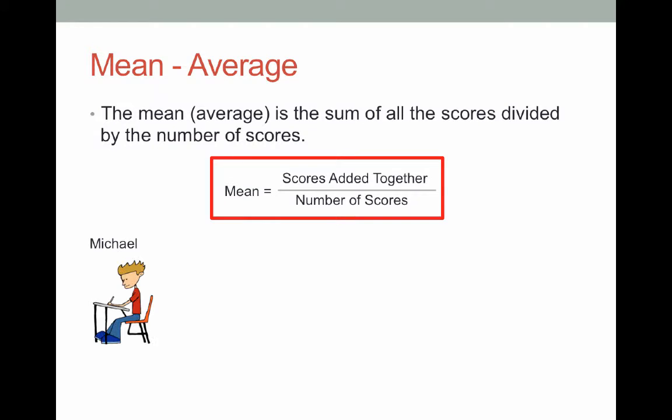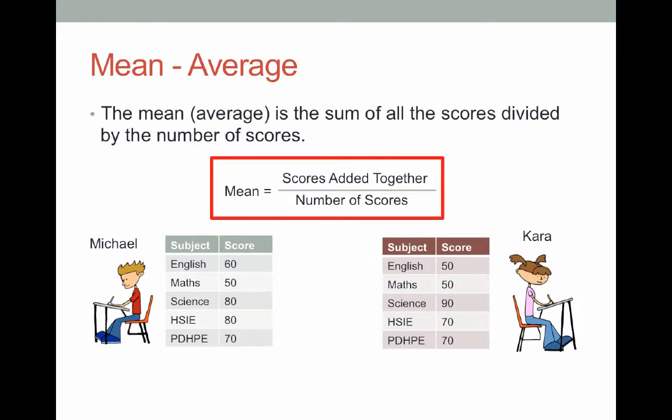Let's take a look at an example. Here we have Michael and Kara, and they're students and they both sit 5 different subjects: English, Maths, Science, History and PDHPE. What we want to know is who did better in these 5 subjects. Well, in using the mean, what we would do is we would add up all the scores and then divide by how many of the subjects or how many scores there are.